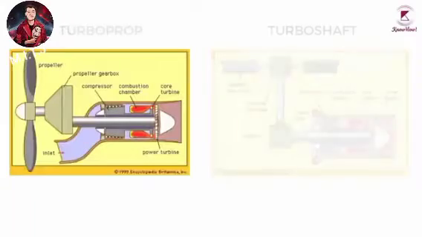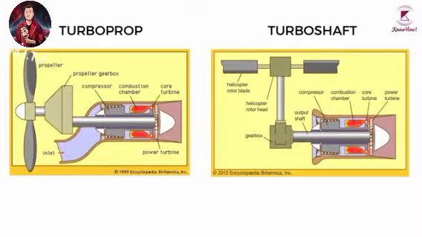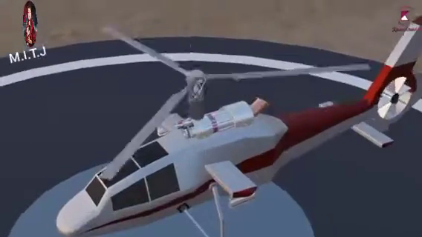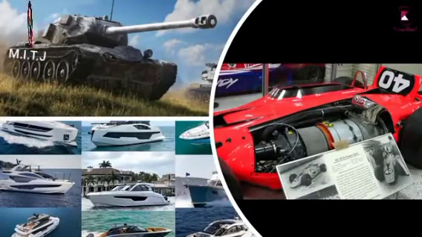A variation of the turboprop engine is the turboshaft engine. In a turboshaft engine, the gearbox is not connected to a propeller, but to some other drive device. Turboshaft engines are used in many helicopters, as well as tanks, boats, and even race cars in the late 1960s.